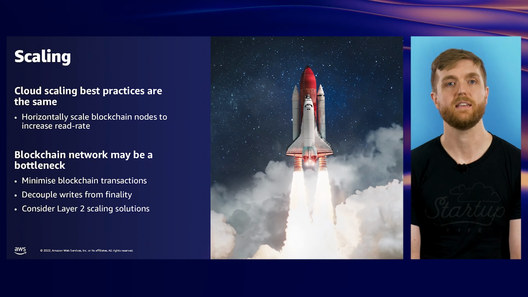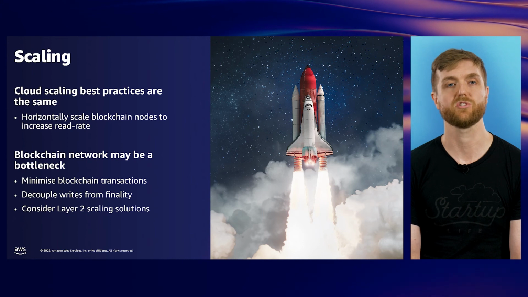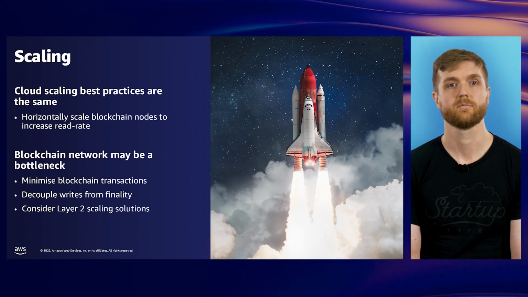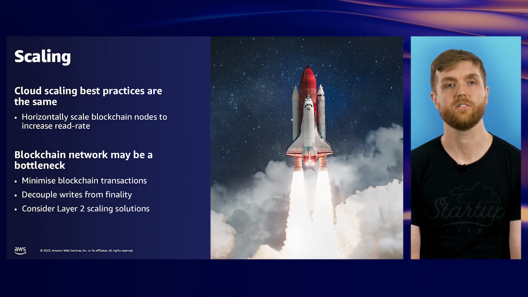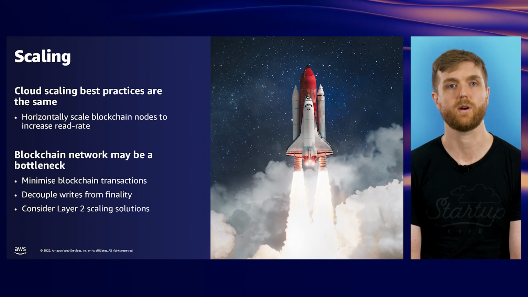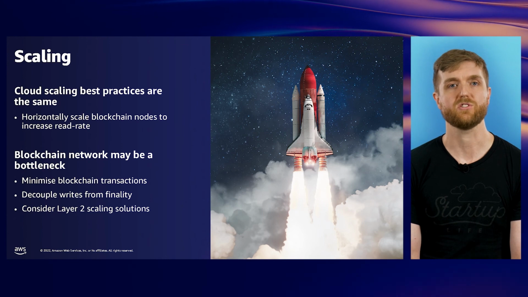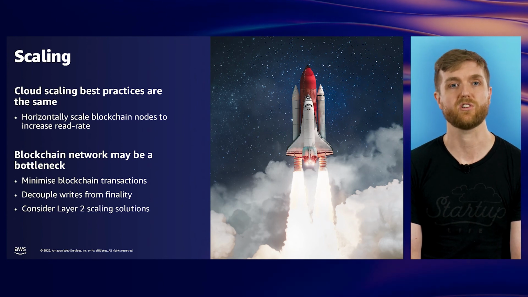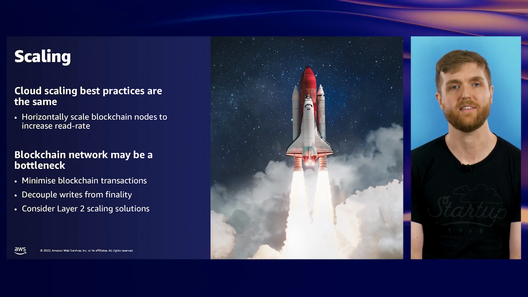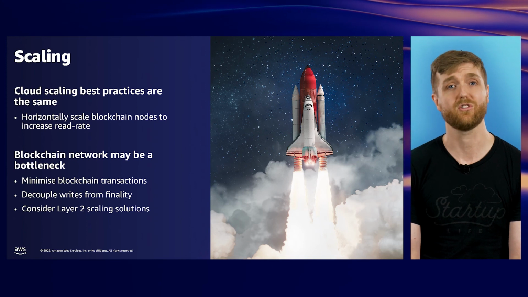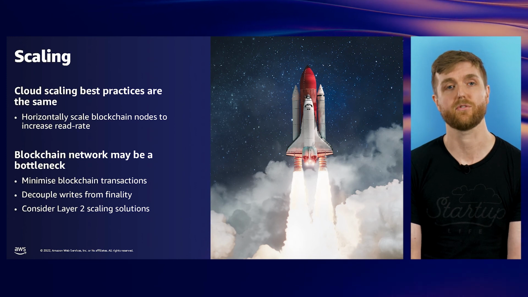Where possible, decouple writes from finality. Move to a more event-driven approach where blockchain transactions are involved. And lastly, consider Layer 2 scaling solutions. Layer 2 scaling solutions use various methods to increase the number of transactions per second. For example, if your application needs to process a high volume of transactions between users, Layer 1 Ethereum can only process tens of transactions per second, whereas a Layer 2 service like Immutable X can process thousands per second and for free.